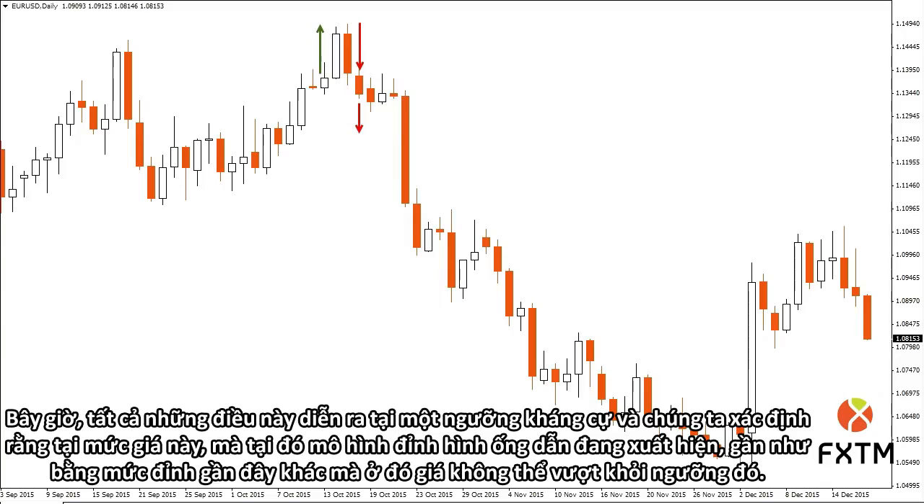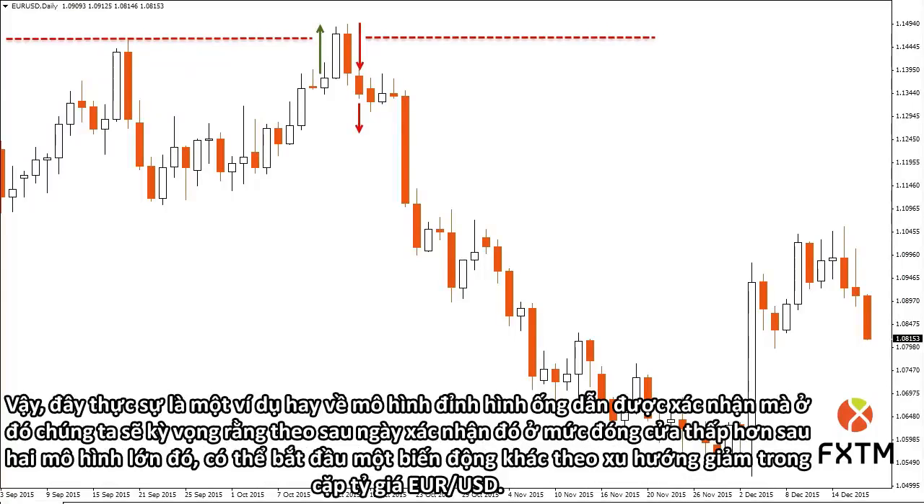Now this was all happening at a resistance level. We would define that by this price where the pipe top was appearing being roughly equal to another recent high where the price wasn't able to go beyond that level. So this is a really good example of a confirmed pipe top, where we would expect that following that confirming day, that lower close after those two big candles was likely to initiate another move to the downside in the euro to the US dollar pair.